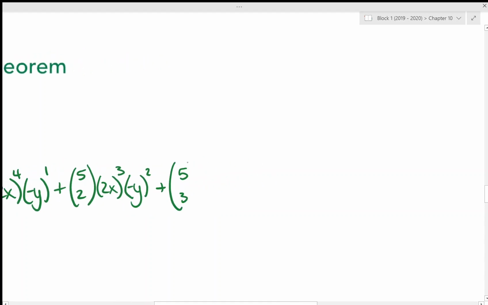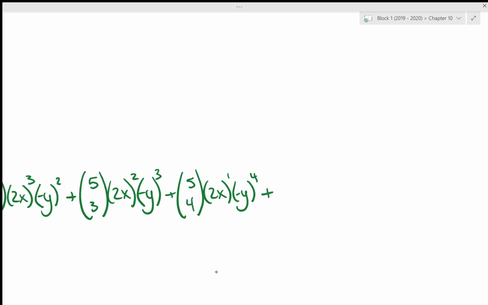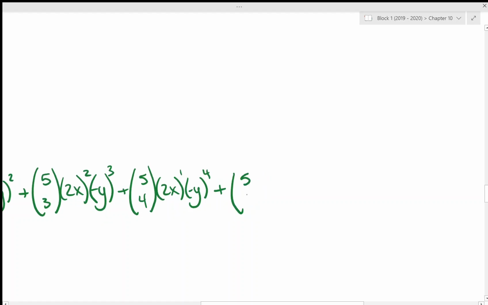5 above 3, 2x to the 5 minus 3 is 2, times negative y to the third power, plus 5 above 4, 2x to the first power, negative y to the fourth, plus 5 above 5, 2x to the 5 minus 5, which is 0 power, negative y to the fifth.